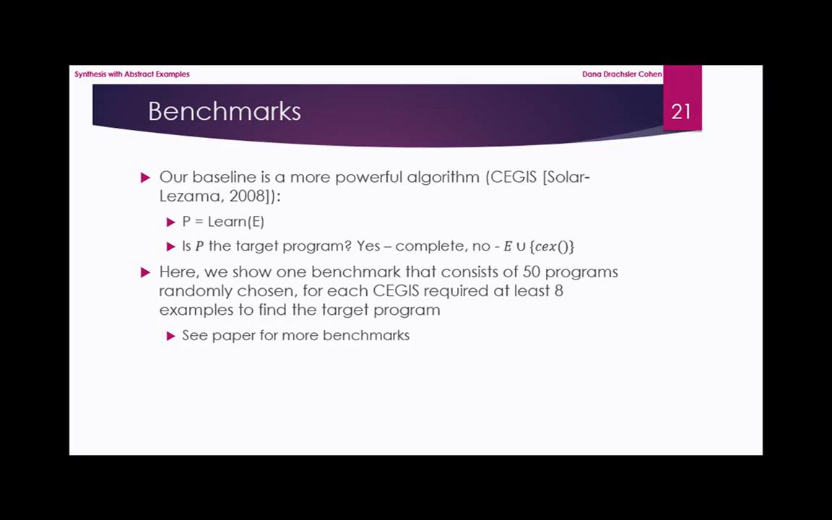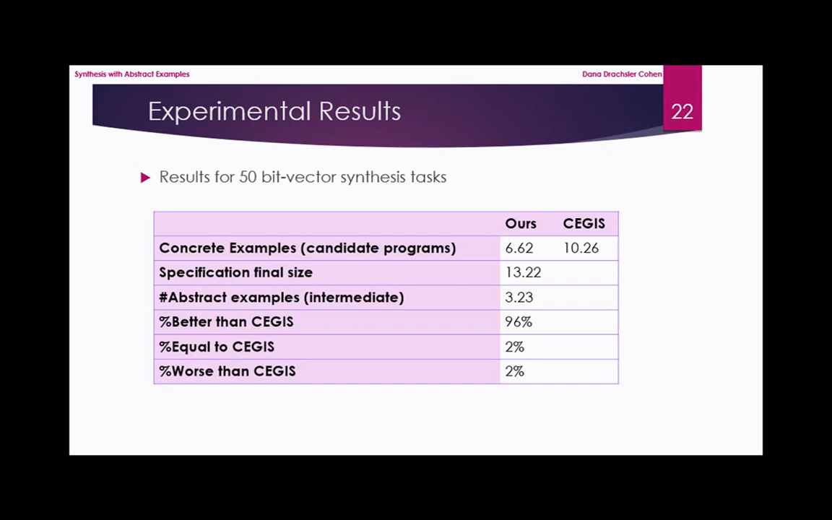And what I'll show you now is just a single benchmark that has 50 programs that were randomly chosen, and to learn all of them, SIGIS required at least 8 examples. Okay, so let's have a look at the results. The first row shows how many concrete examples we required to learn the target program. And we see that we have an improvement of almost 40% in the number of examples. So the accepted examples actually helped us to converge faster to the target program.